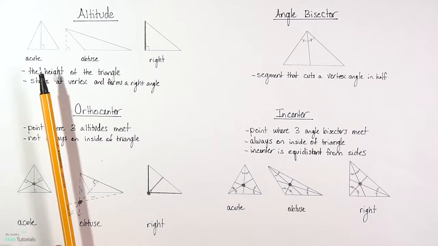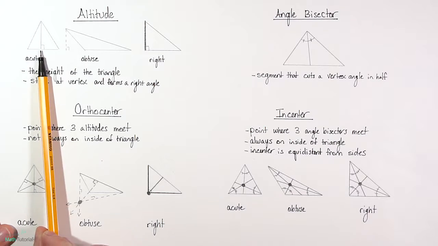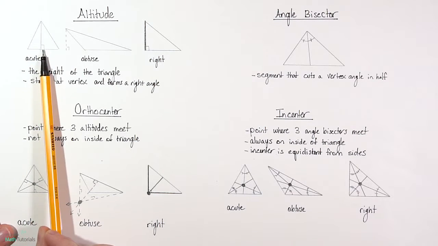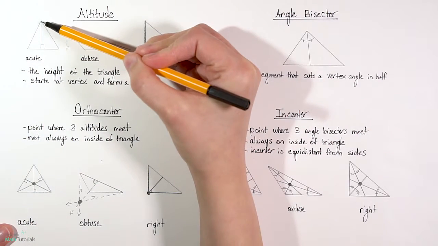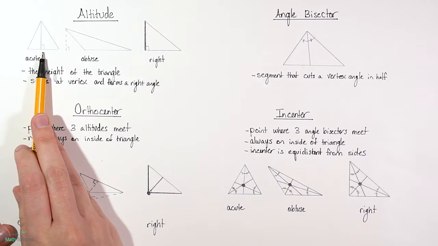So in an acute triangle, notice it starts at the vertex, it comes straight down, and it's literally like, how tall is this triangle from one vertex to the other side? It does create that perfect 90-degree angle.